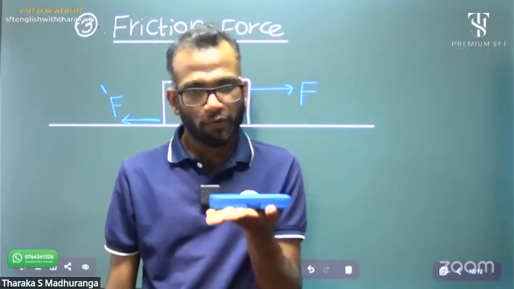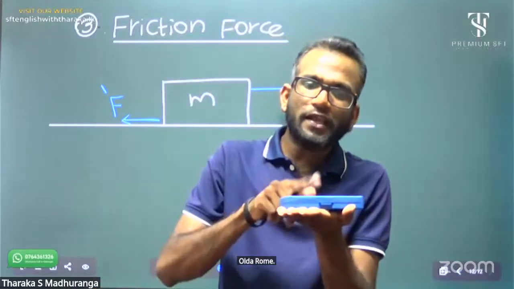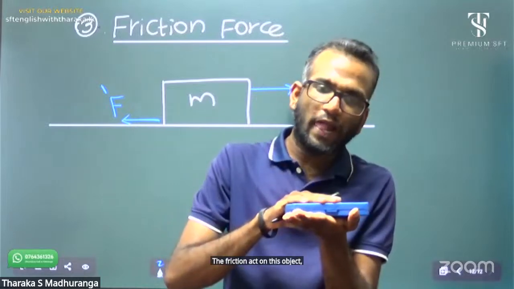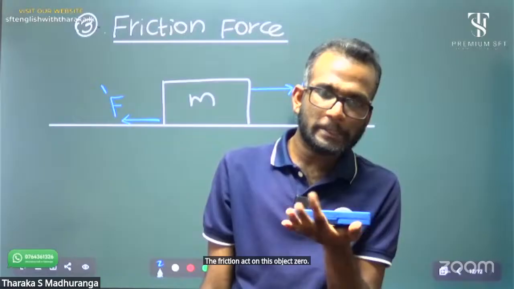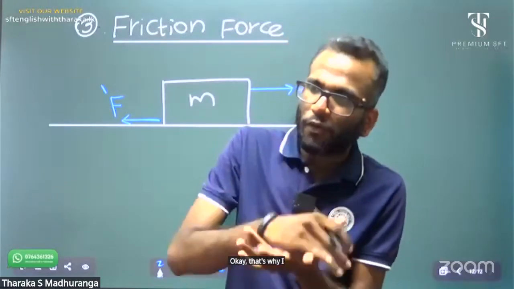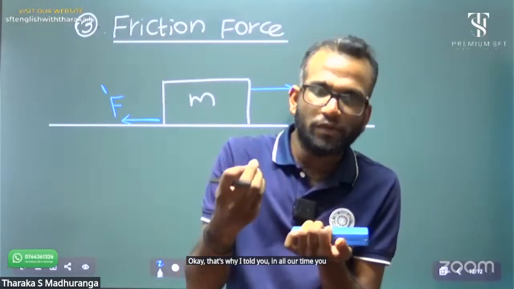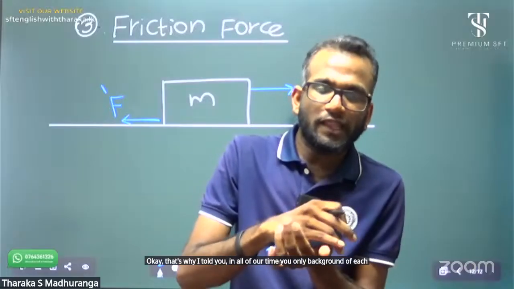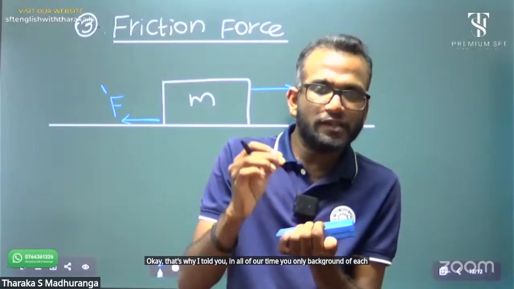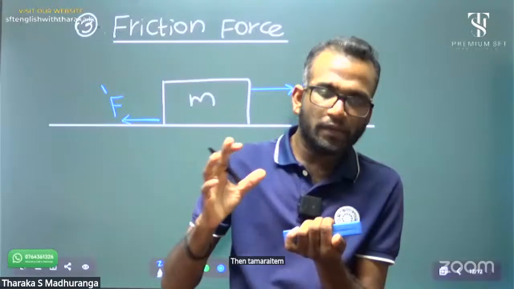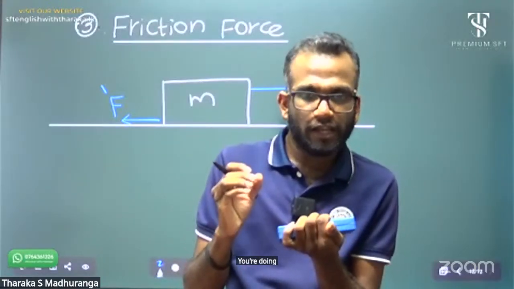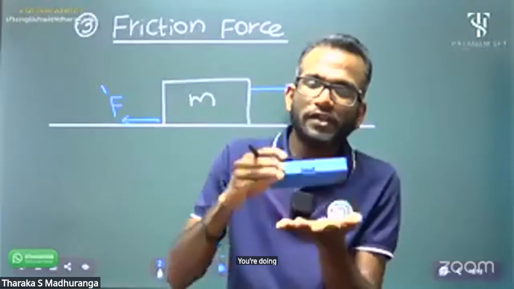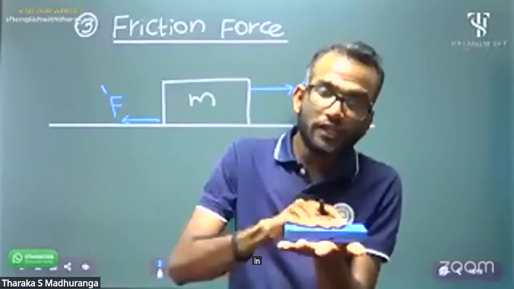All are wrong. The friction acting on this object is 0. That's why I told you, in all lessons you should do the background of each lesson, then clearly do all lessons in our syllabus. Okay, the friction force acting on this object is 0. Remember.